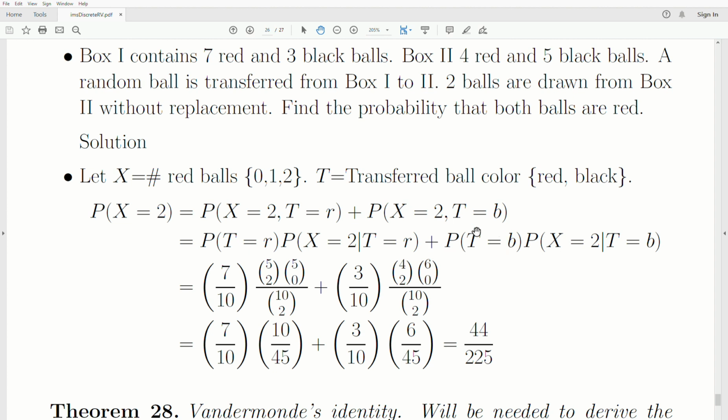Plus, the probability that the transferred ball was black is 3 out of 10. Now the probability that we draw 2 red balls given the transferred ball was black. Now in our box, we have 4 red and 6 black. What's the probability that we observe 2 reds? That's a hypergeometric distribution. So it's 4 choose 2, 6 choose 0, 10 choose 2. Now, when you do the math, you get these fractions. You multiply and add, and you get 44 divided by 225. And that's the exact probability.